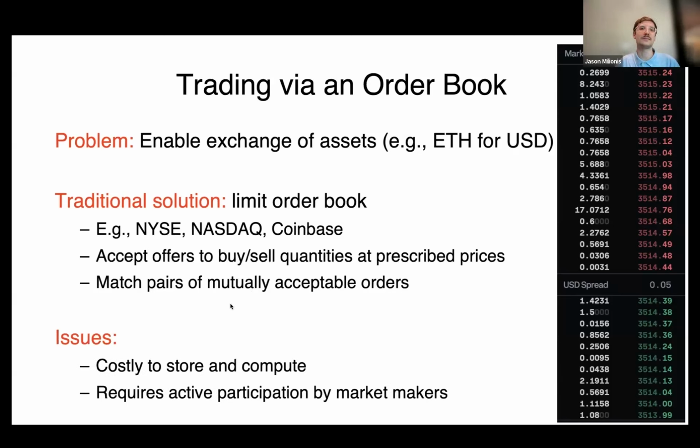The issue with this mechanism is that basically it's costly to store and compute because you need to perform all of this constant matching, and you need to maintain all of these orders that are sitting and maybe getting canceled all of the time. And also, it requires active participation by these market makers. So it's basically hard to trade assets that have low liquidity, which are common on the blockchain and are called long tail assets.